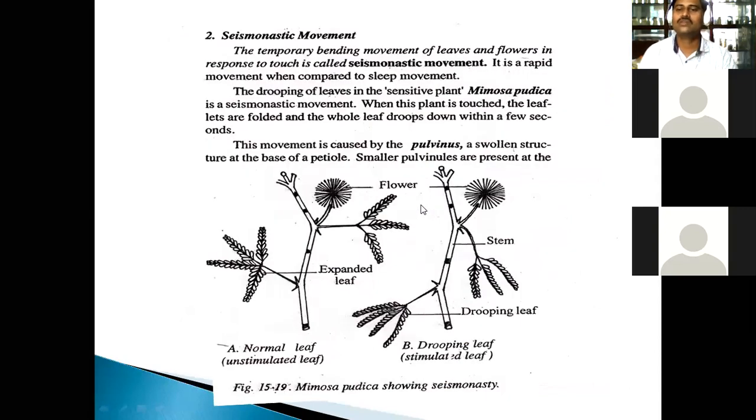So this is called seismonastic movement. That is a temporary bending movement of leaves and flowers in response to touch. Here the best example is Mimosa pudica. In the normal condition, the leaf looks like this, and afterward, on sensation, it drops down its leaflets. Here the leaflet is erect, and here it has dropped down. That is due to stimulation.